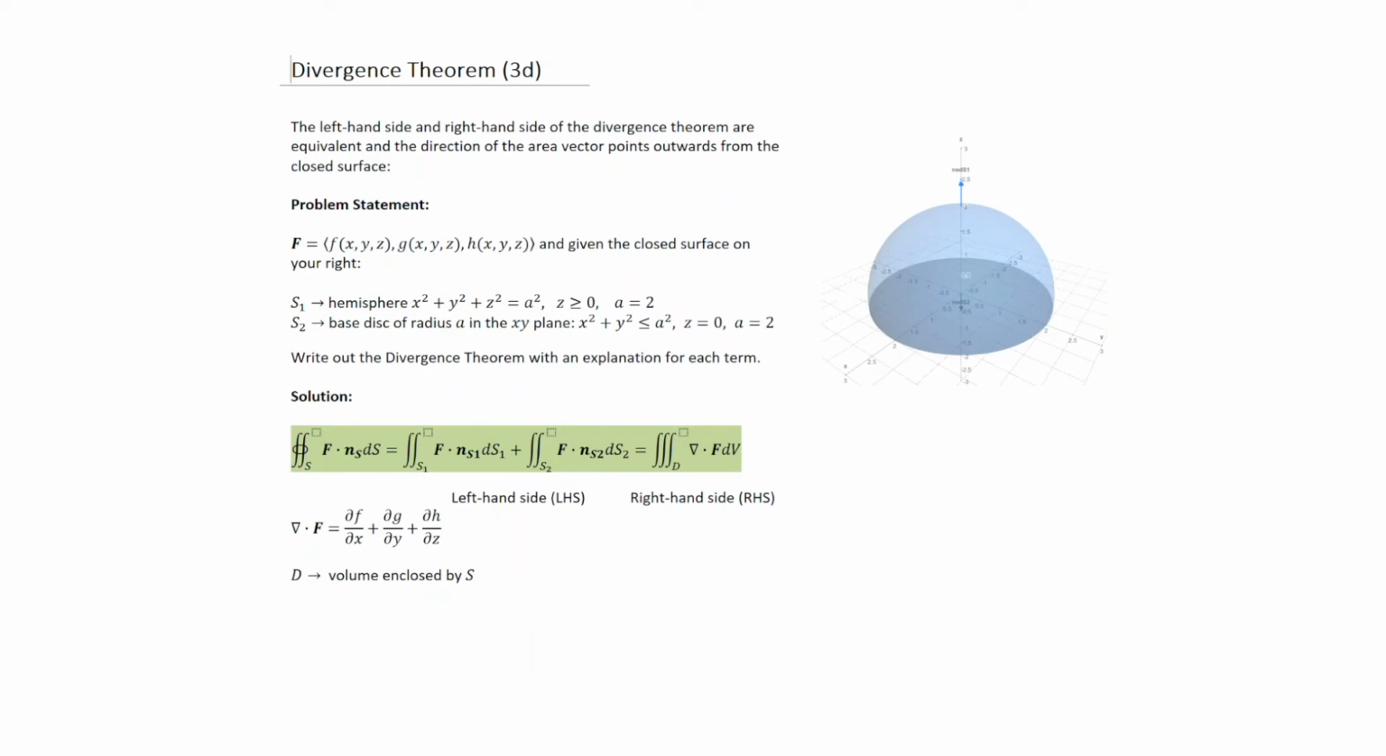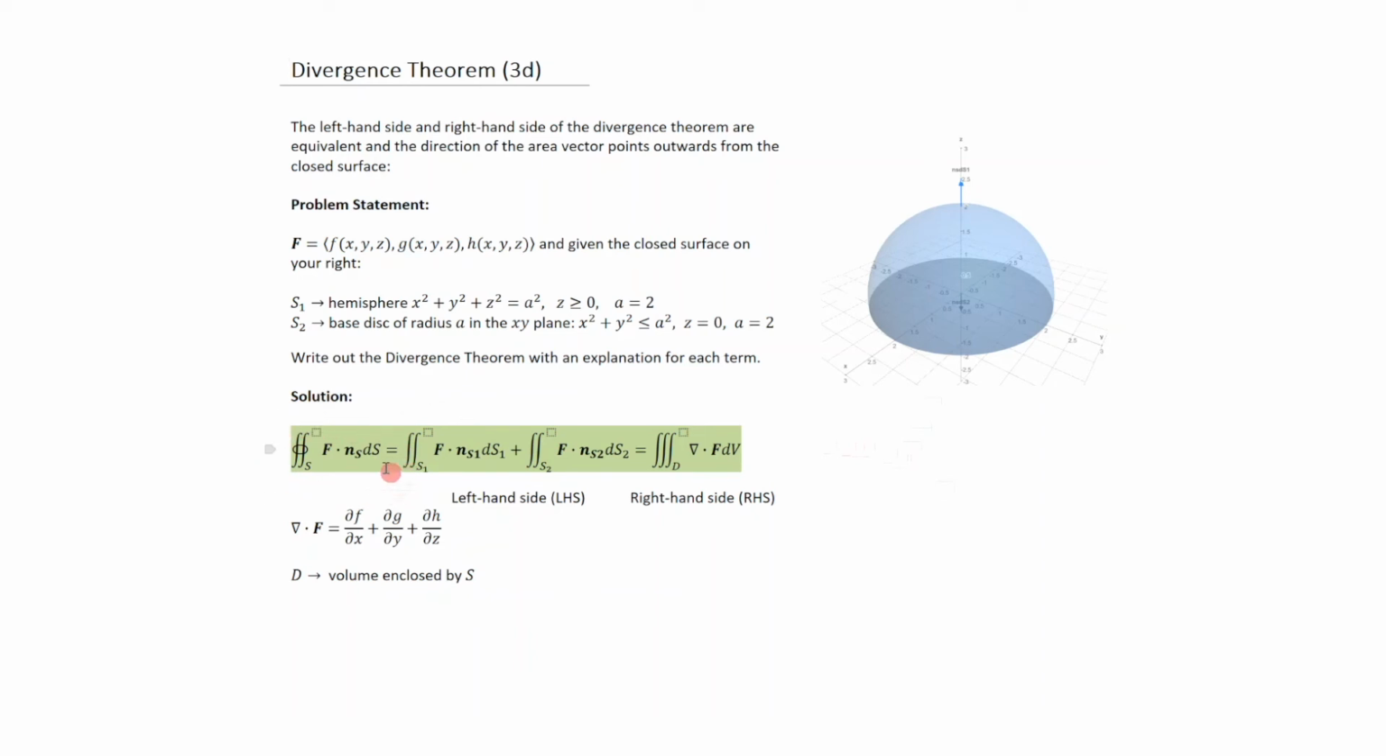So for example, if you had a problem statement as follows, the vector field is some function of f, g, and h, that's the x, y, and z component, and you're given a closed surface, which is shown on your right. You have basically one surface, which is a hemisphere with a radius of a, of 2, and you have a base to the hemisphere, which is a disk of radius a in the xy plane, also a radius of 2. Then if you put the two surfaces together, you have a closed surface that encloses a domain.